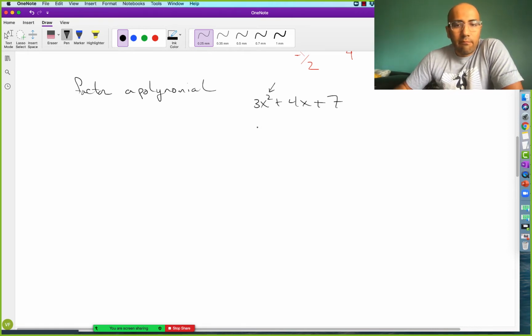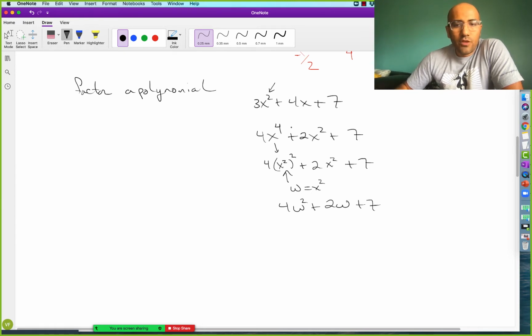So like maybe, for example, it's a hidden quadratic. Like maybe it's 4x to the 4th power plus 2x squared plus 7. And so now it's kind of a hidden quadratic because what you can do is a substitution where you let this x squared be squared, there's a 4 there, plus 2x squared plus 7, and now you can do a substitution, let w equal x squared, so now you have 4w squared plus 2w plus 7. So you thought you weren't working with quadratics, and then you kind of were working with quadratics.